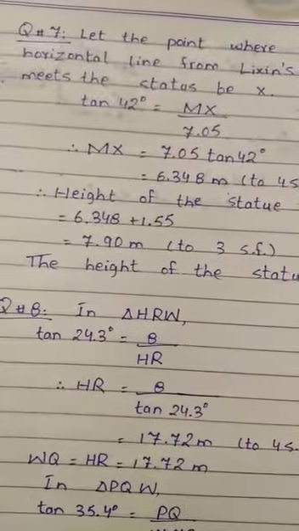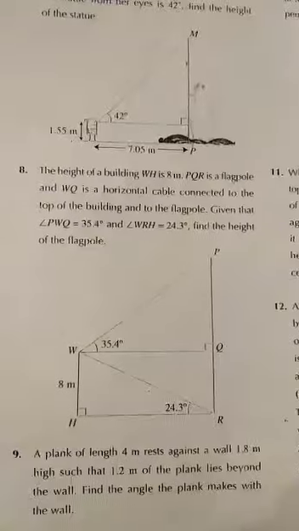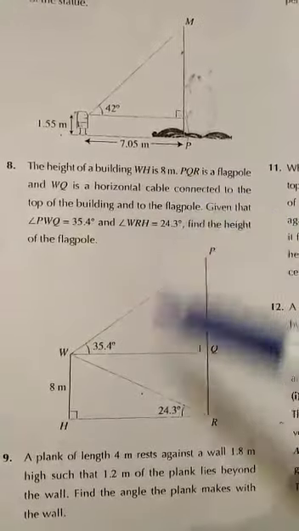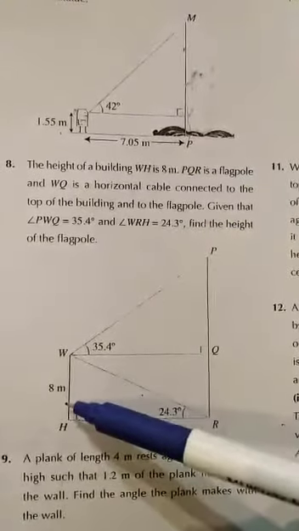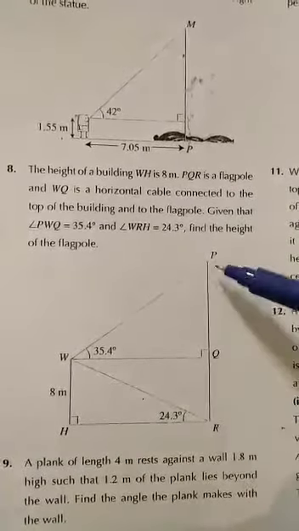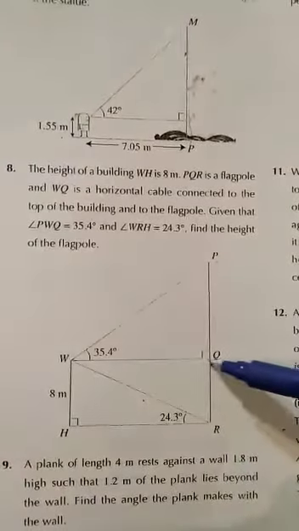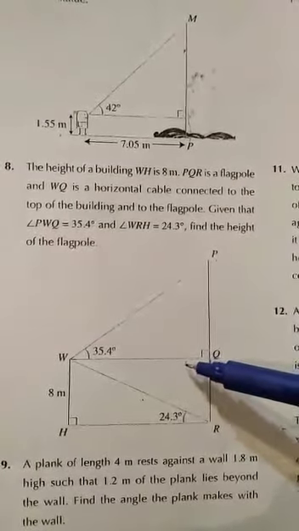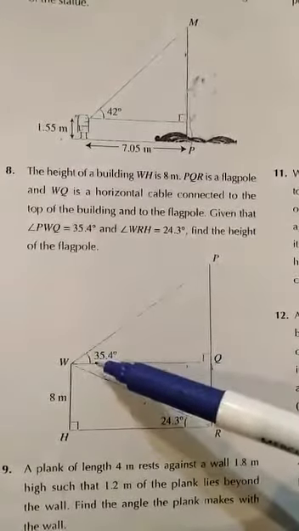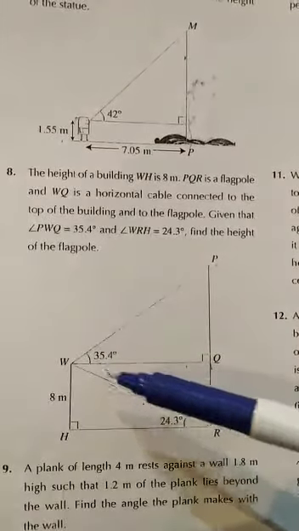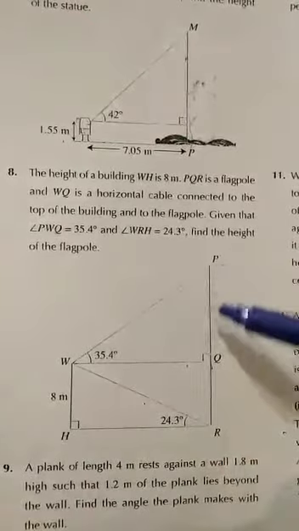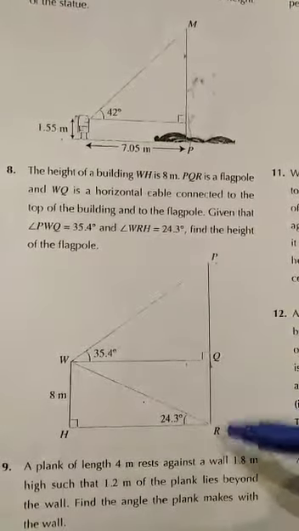So this is question number 7 of exercise 11D. Now look at question number 8. The height of a building WH is 8 meters. This is the height of the building, which is 8 meters. PQR is a flagpole, and WQ is a horizontal cable connected to the top of the building and to the flagpole. Given that angle PWQ is 35.4 degrees and angle WRH is 24.3 degrees, find the height of the flagpole. You are supposed to find out this height PQR.